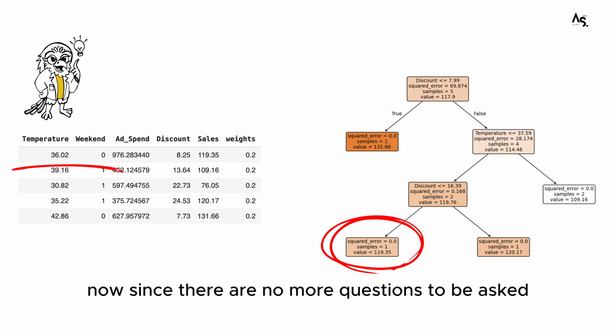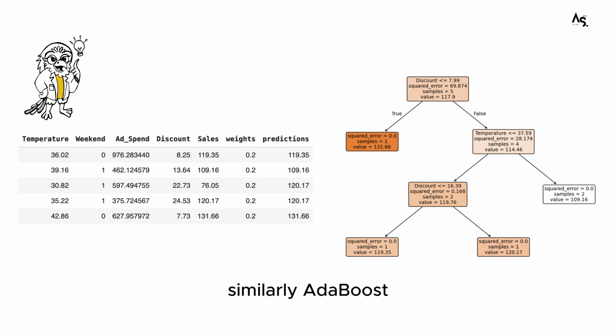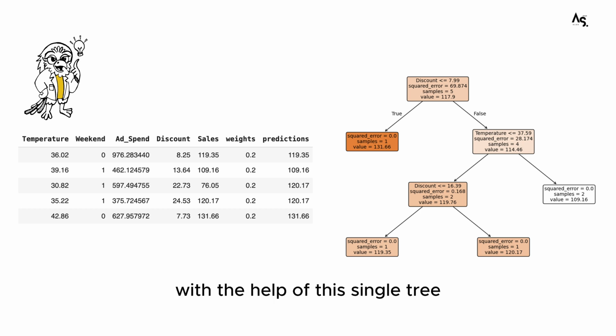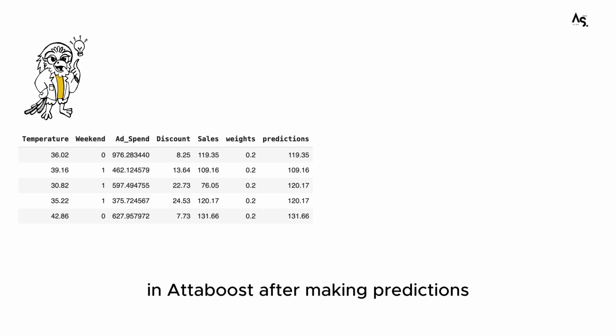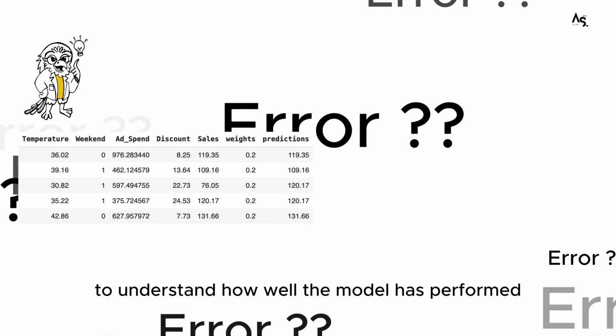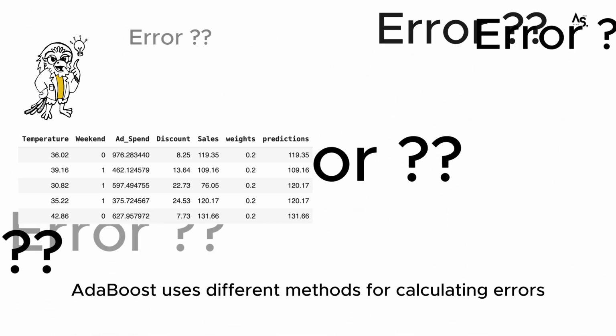Now, since there are no more questions to be asked, we predict the value of this data to be 119.35. Similarly, AdaBoost calculates the predictions for the entire dataset with the help of this single tree. In AdaBoost, after making predictions, it is important to calculate the errors to understand how well the model has performed. AdaBoost uses different methods for calculating errors.